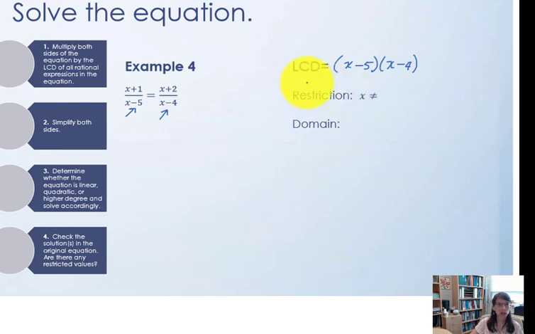To find the restriction, you're going to set each of those factors equal to 0 and solve. So when x minus 5 equals 0, adding 5 to both sides will give us an x value of 5. So right away I need to eliminate 5. X minus 4 set to 0 means I'm adding 4 to both sides. So that x value would be 4. So I also need to eliminate positive 4.